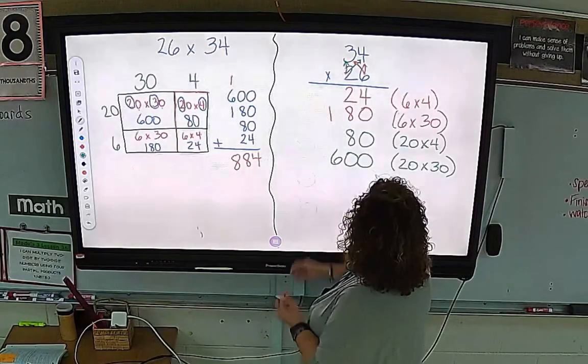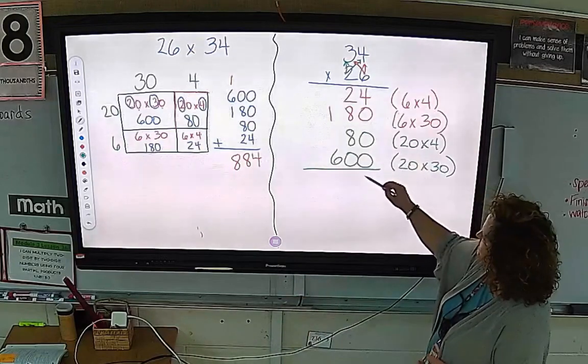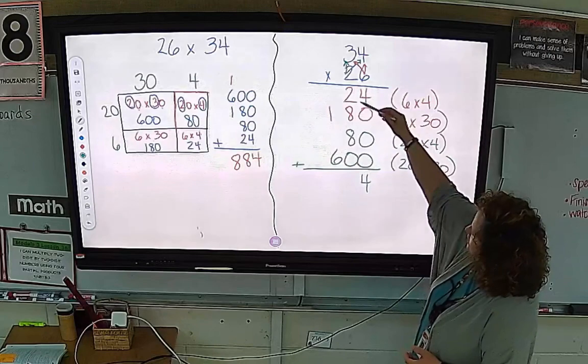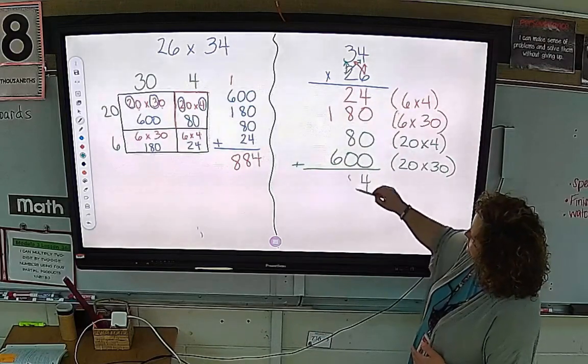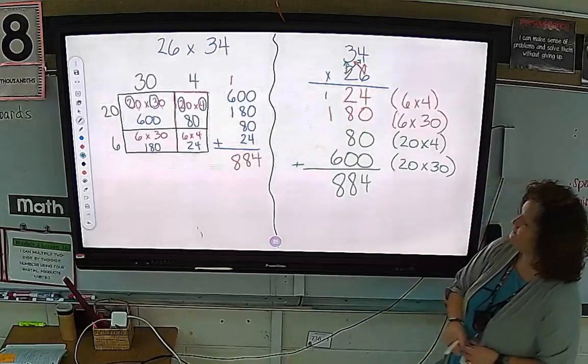All right, when we add all that up, we should get this, but let's make sure we do. We're adding here. 10, 18, and that is 884.